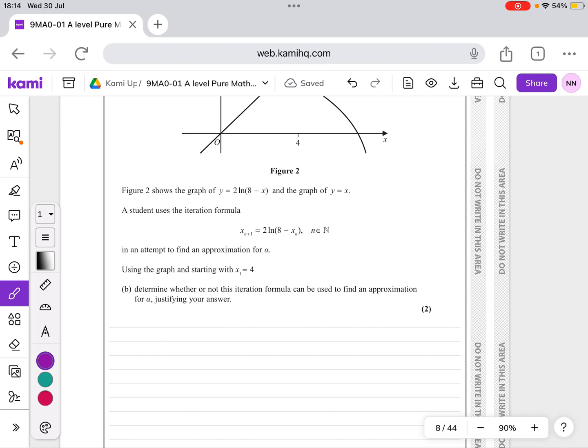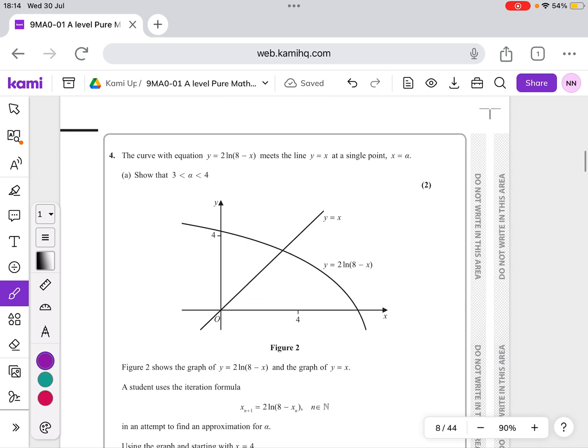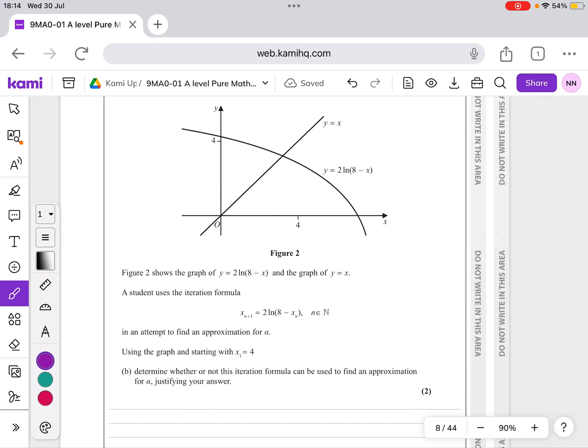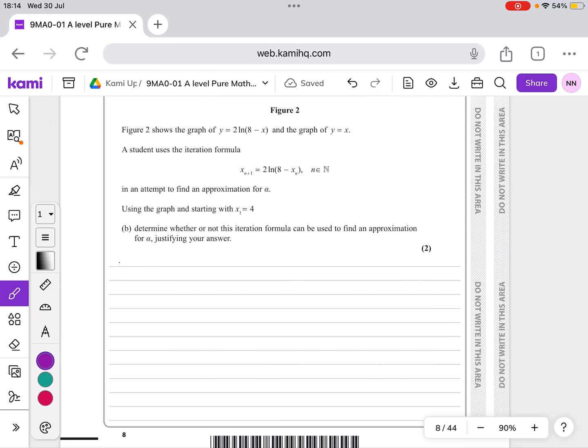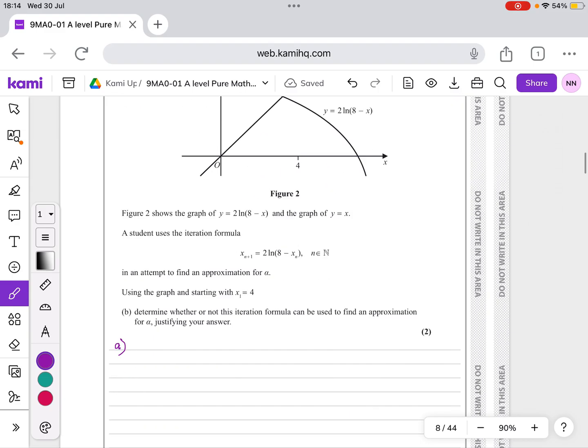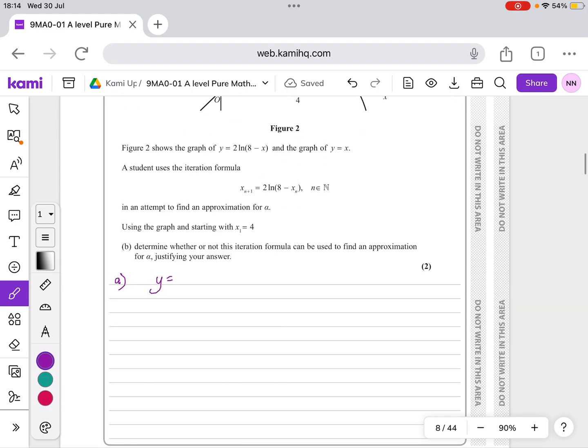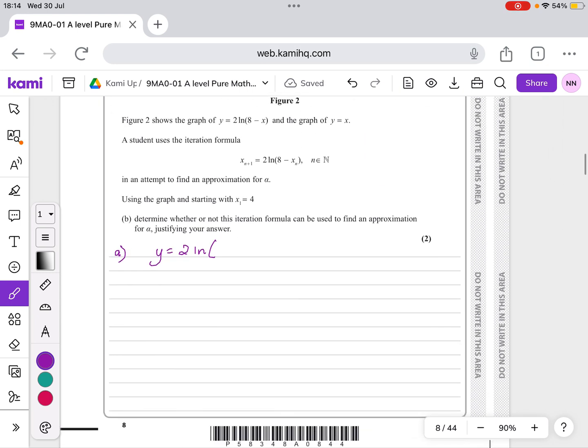Because this is our iteration, we're kind of guessing, stepping towards the solution of that equation, 2 ln(8 minus x). Let's see what the equation is. So let's have a look. So we've got the equation y equals 2 ln(8 minus x).